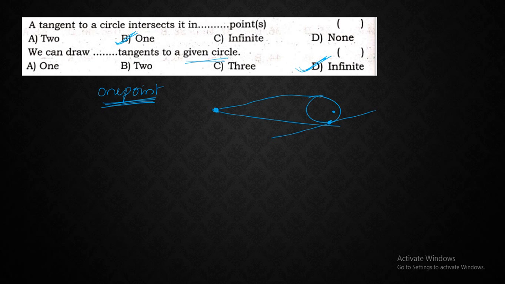So what did he ask? We can draw dash tangents to a given circle. To a given circle, how many tangents can we draw? We can draw an infinite number of tangents, right?